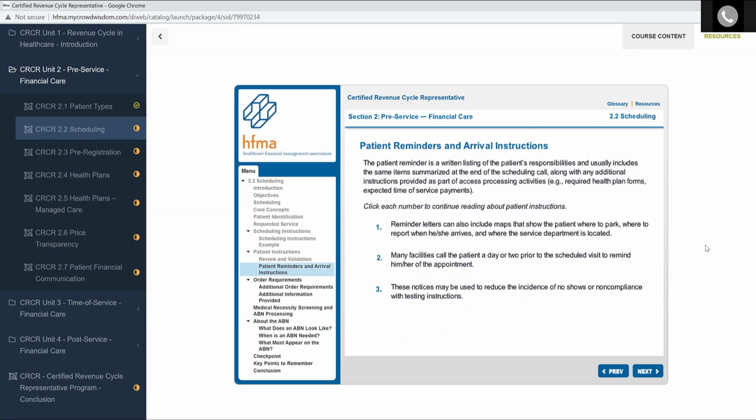So if we click each number, reminder letters can also include maps that show the patient where to park, where to report, and where the service department is located. Many facilities call the patient a day or two before to remind them of the appointment. And these notices may be used to reduce the incidence of no-shows and noncompliance with testing instructions.